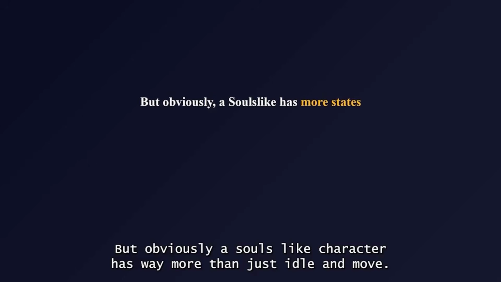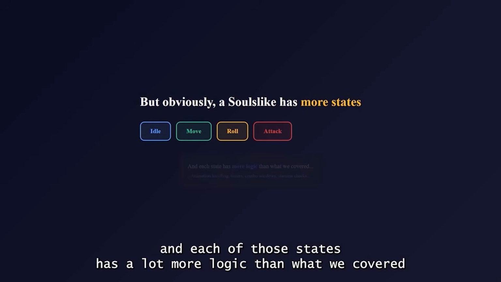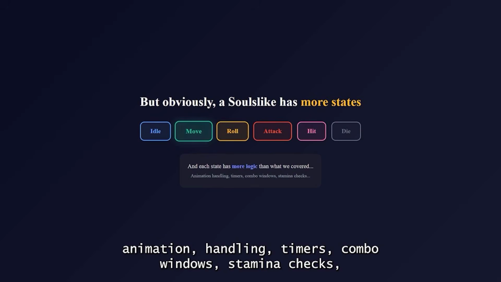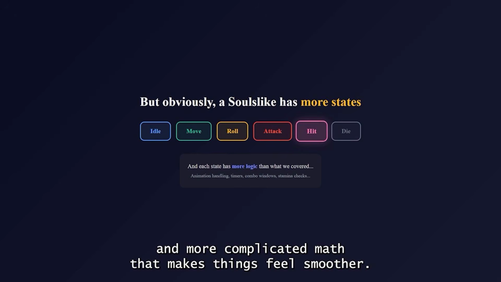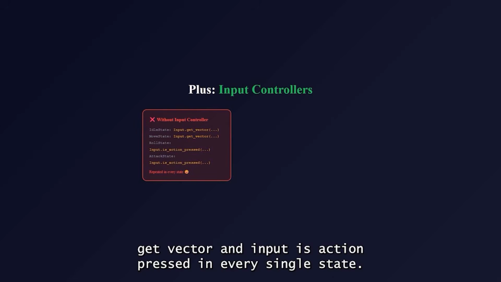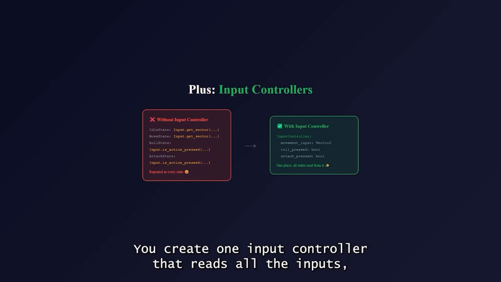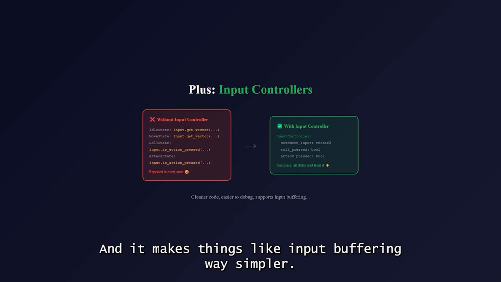But obviously, a Souls-like character has way more than just idle and move. You've got rolling, attack, hit reactions, maybe die states. And each of those states has a lot more logic than what we covered. Animation handling, timers, combo windows, stamina checks, and more complicated math that makes things feel smoother. There's also things like input controllers. Instead of repeating input.get_vector and Input.is_action_pressed in every single state, you create one input controller that reads all the inputs, and every state just reads from that. Cleaner code, easier to debug, and it makes things like input buffering way simpler.